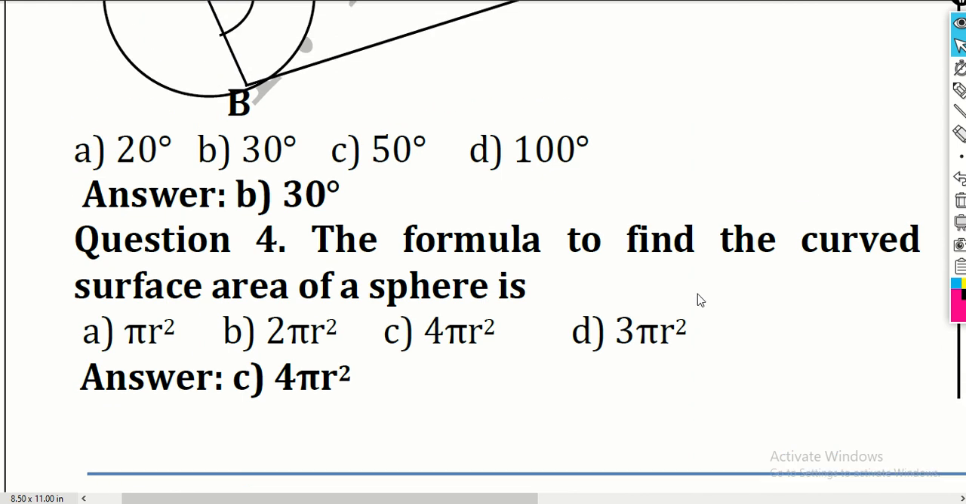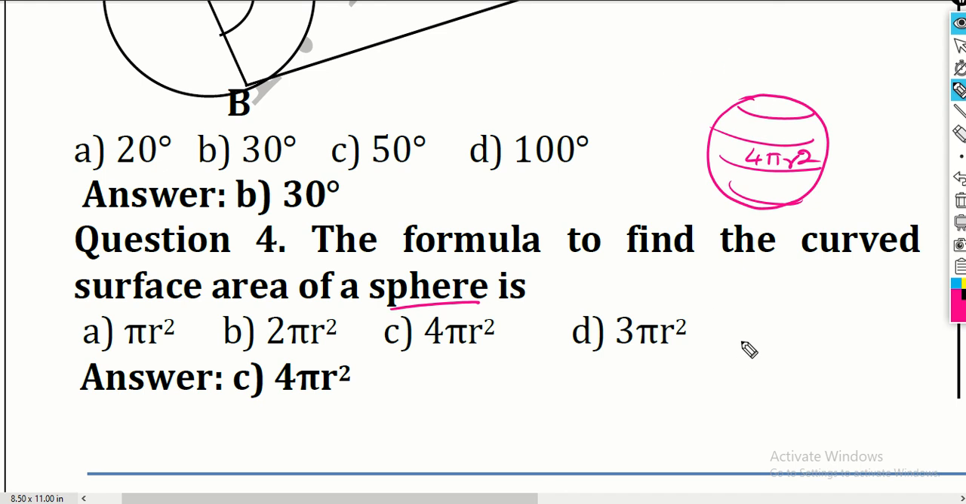Question 4. The formula to find the curved surface area of the sphere. In the sphere, all the surface area is given as the total sphere. In the surface area, there is no curved surface area and total surface area separately. Only the surface area of the sphere is there. If you find this surface area of the sphere, you get 4 pi r square.